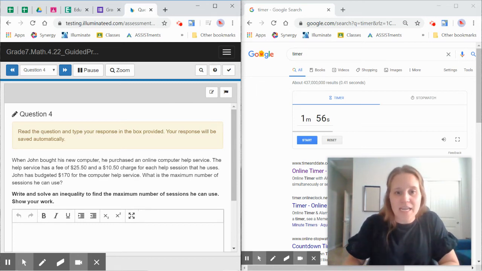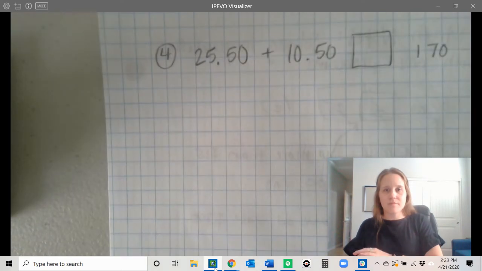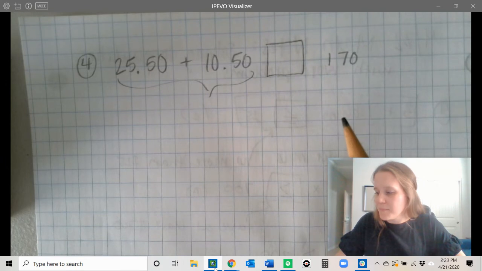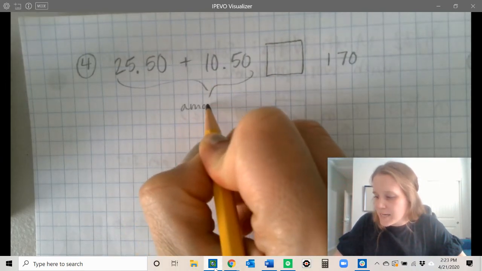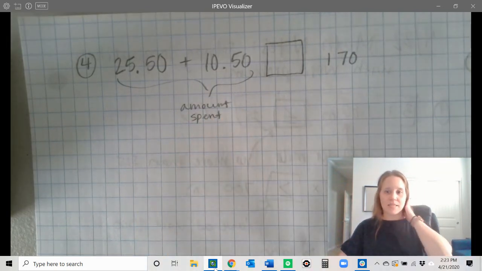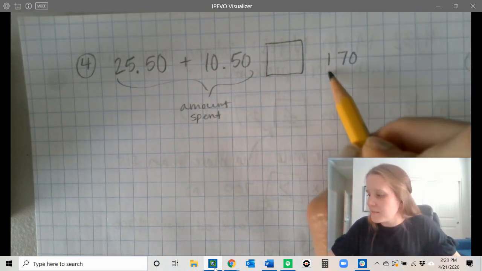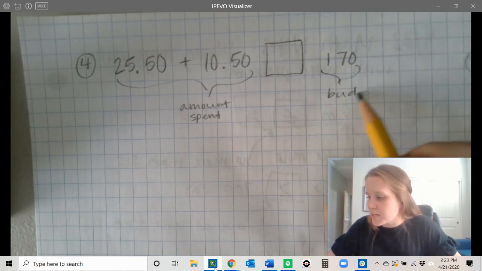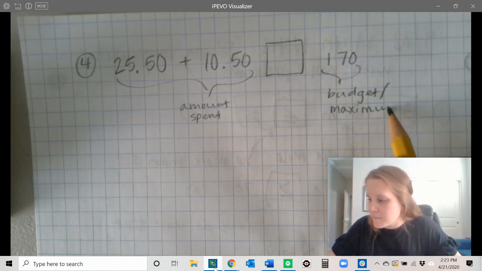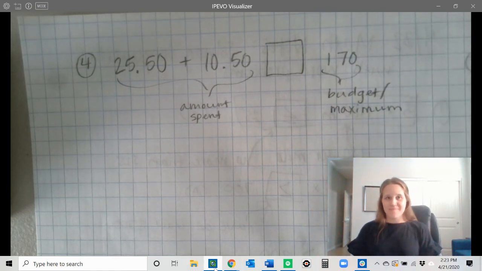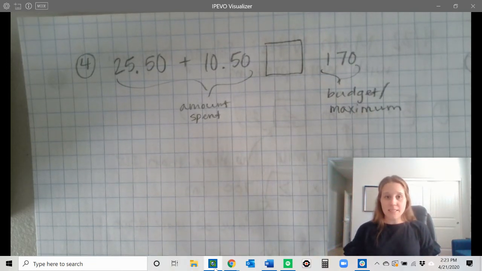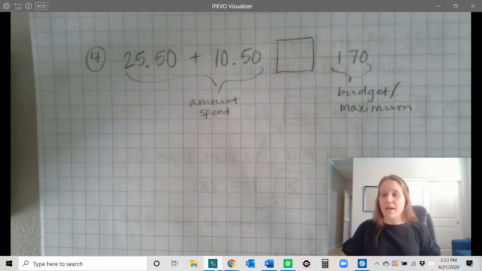So when you're thinking about your inequality symbol, we need to think about the amount that he's spending. Go ahead and make an annotation with me. The amount that he's going to spend, or the amount that he's spent, and this is his budget or his maximum. So I want you to think which of these things needs to be less and which of these things needs to be greater than the other.